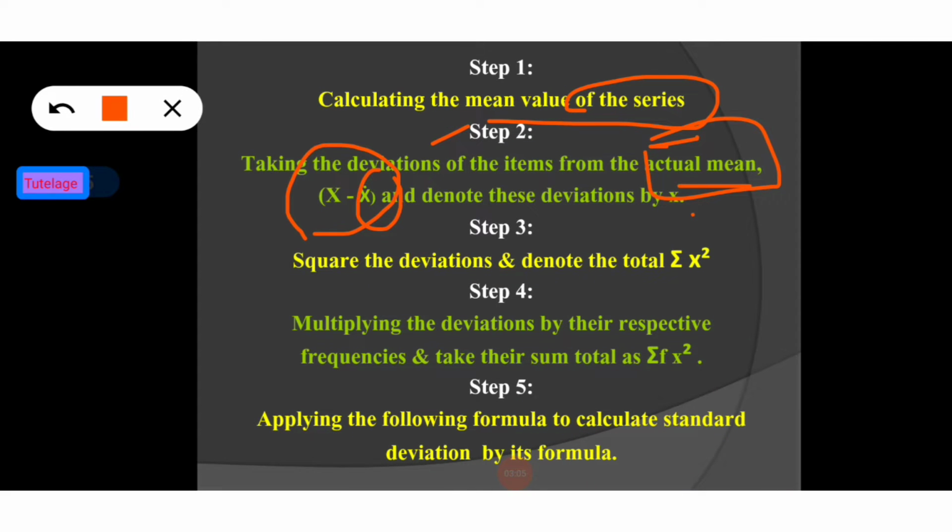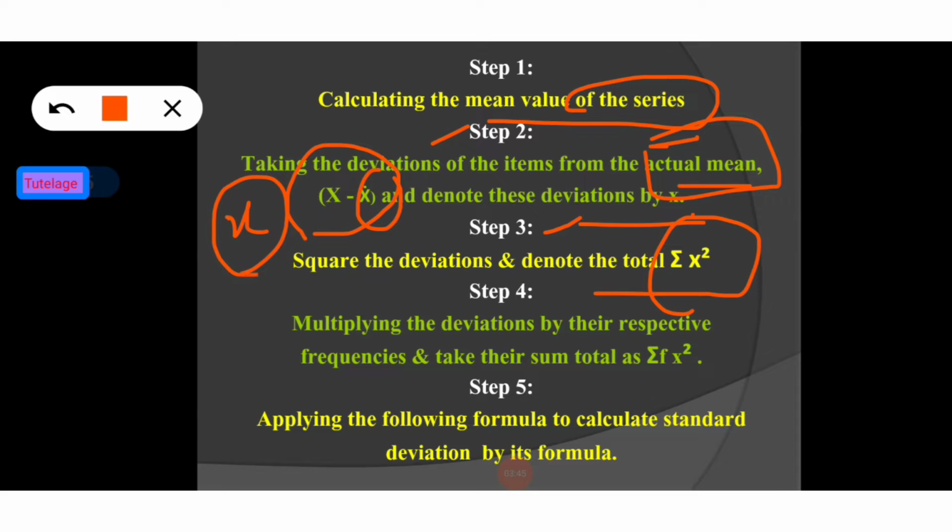Okay, so at first we have to calculate the mean value, and now going to the second step, we are taking the deviation from the actual mean. That means x minus x bar, and these deviations are denoted by small x. Okay, so now going to step 3. Square the deviation and denote the total summation x square, because we square the deviation.